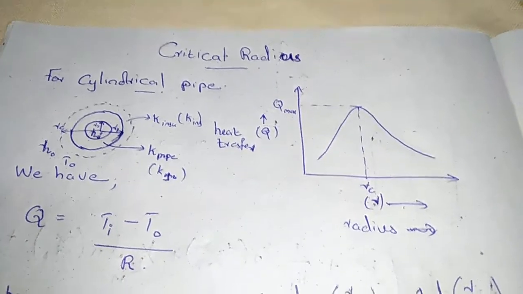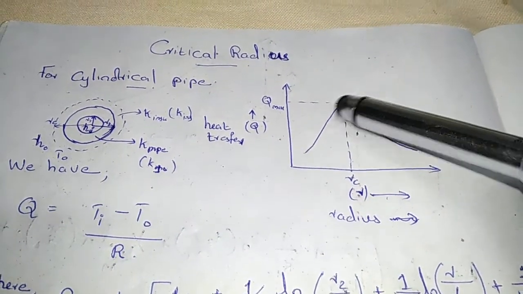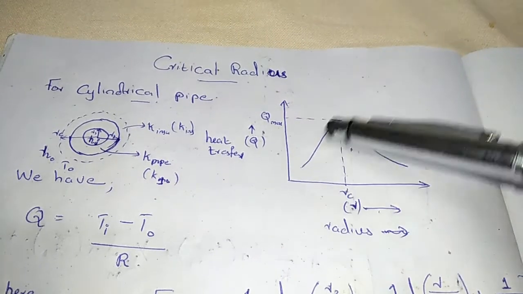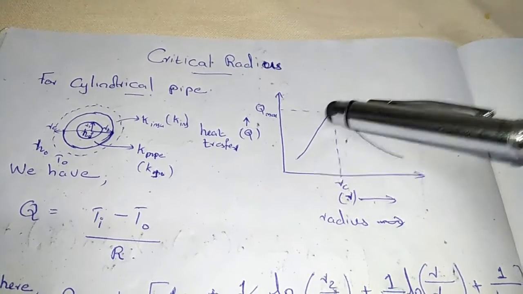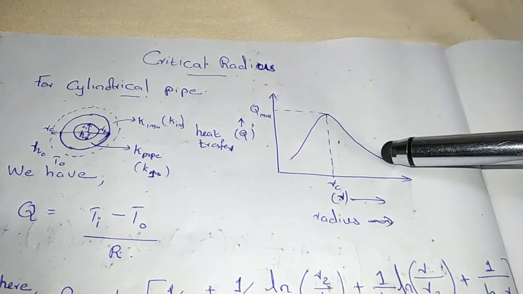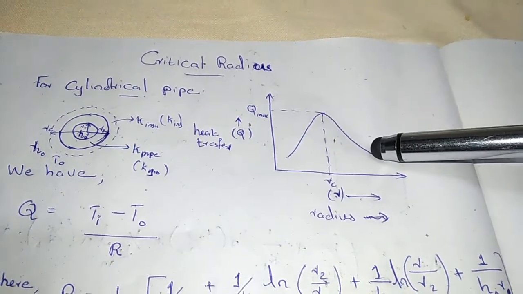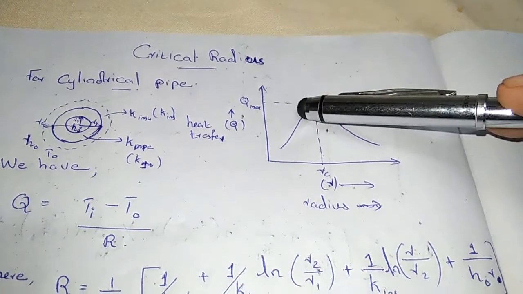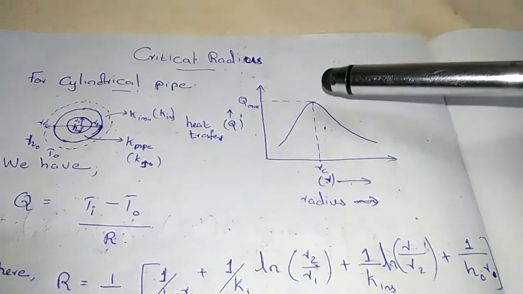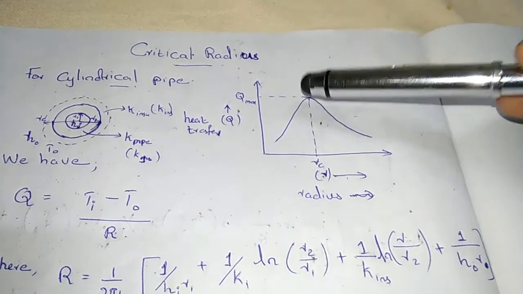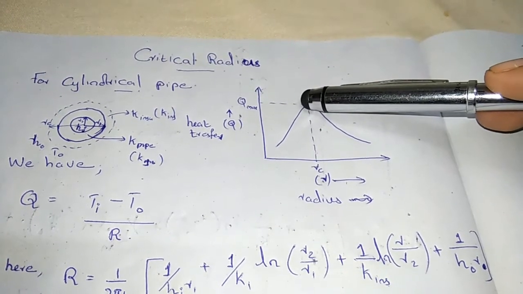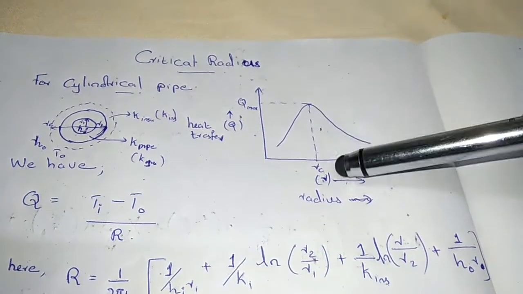If we increase the radius to a certain limit, the heat transfer rate will also increase. You can see it from this graph. For a certain limit of R, after that the heat transfer rate decreases. That means at this point the slope of this curve is 0 and it has the maximum heat transfer rate. This radius of the insulator at which the heat transfer rate is maximum is known as the critical radius, RC.